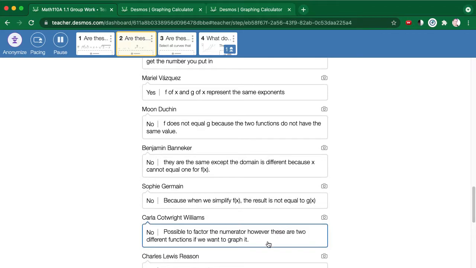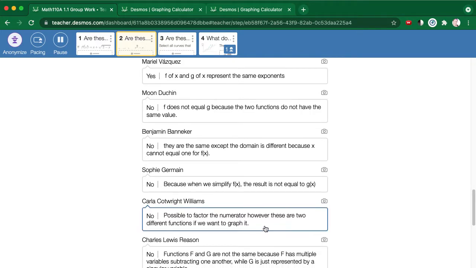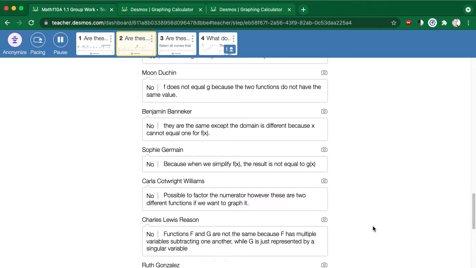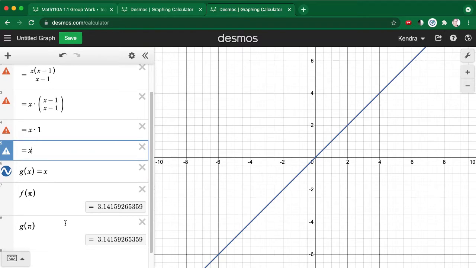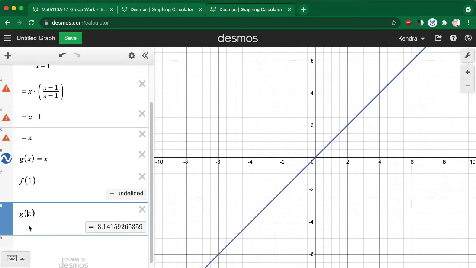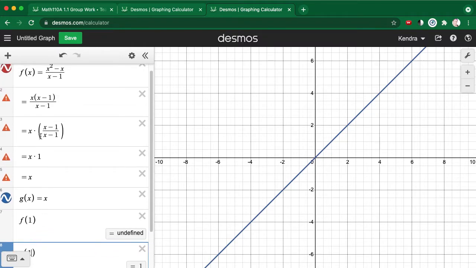This one says there's 2 different functions if we want to graph it. I'm not sure. I mean, my graph looks the same, so I'm wondering if this person got a different thing. But this brings up a really interesting point that x can't equal 1 for f of x. So I tried putting in x equals a few different values. I didn't try 1. And here we go. F of 1 is undefined, whereas g of 1 is equal to 1.